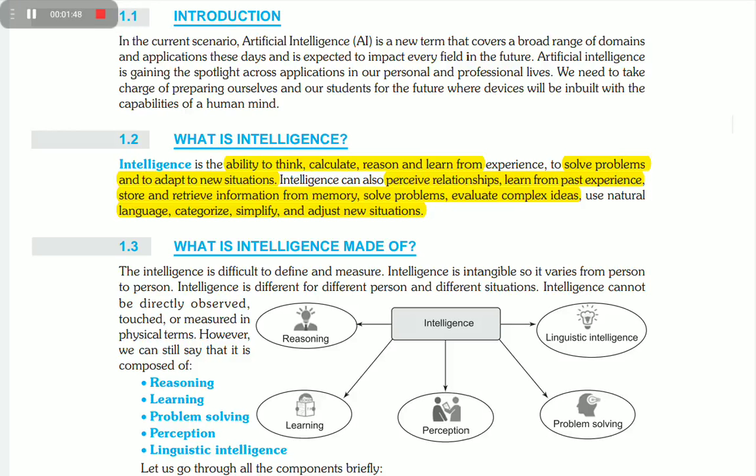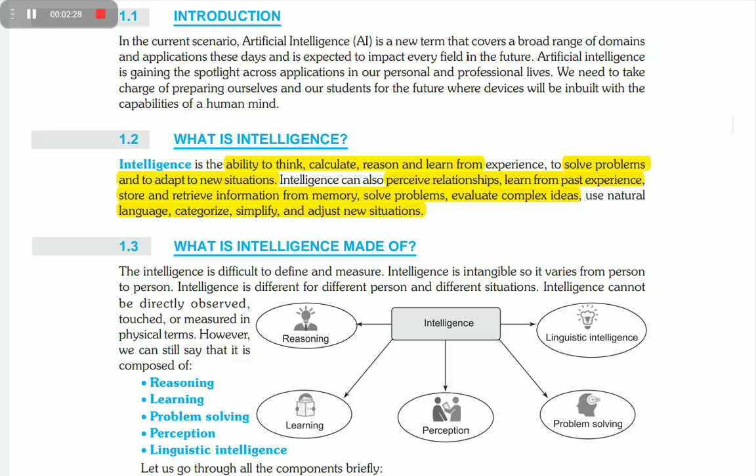capabilities of the human mind. The introduction section is basically the introduction of AI, or artificial intelligence, a new term that covers a broad range of domains and applications, meaning apps these days like Google AI, or Kiva, which is essential for photography of kids. Kiva is the app in which kids can code or design photos. It also includes artificial intelligence. YouTube is one of the examples.